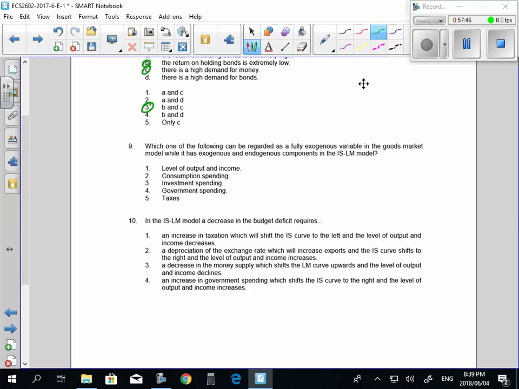Which one of the following can be regarded as a fully exogenous variable in the goods market model, while it has exogenous and endogenous components in the ISLM model? So, investment spending, completely exogenous in the goods market model, but in our ISLM model, we have interest rates on your y-axis, which affects your investment spending. So, exogenous and endogenous components in the ISLM model.